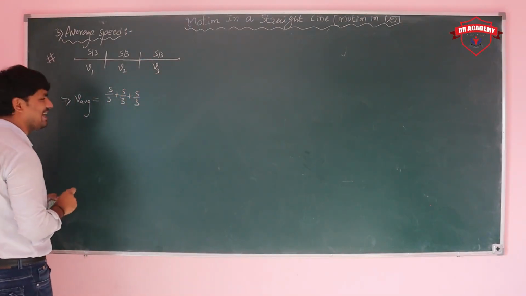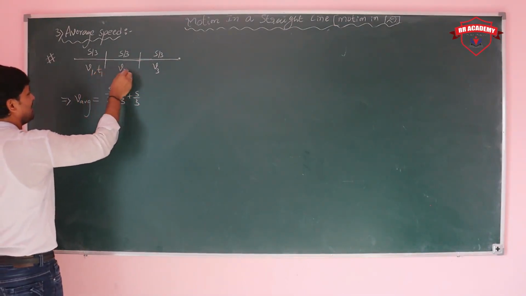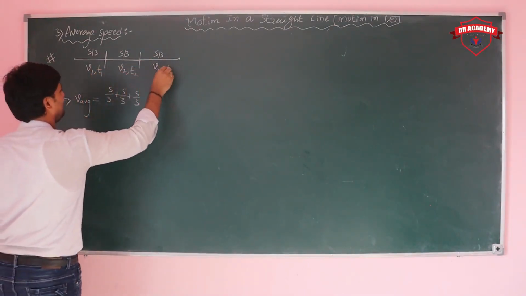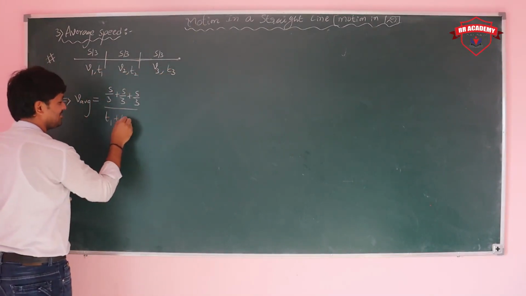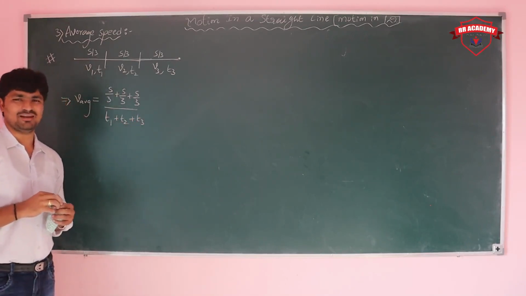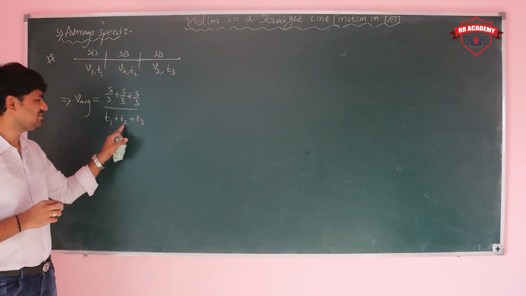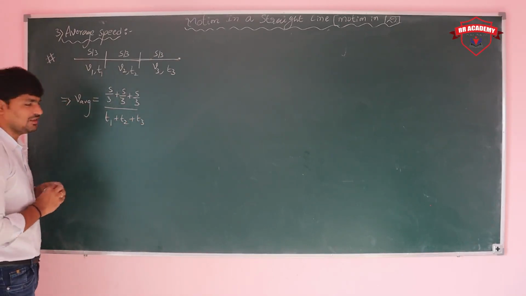Is time mentioned? No. So that's why you can take here T1 seconds, T2 seconds and T3 seconds. So that is equal to T1 plus T2 plus T3. Average speed is S by 3, S by 3, S by 3 over T1 plus T2 plus T3. Can you write the value of T1? Yes.